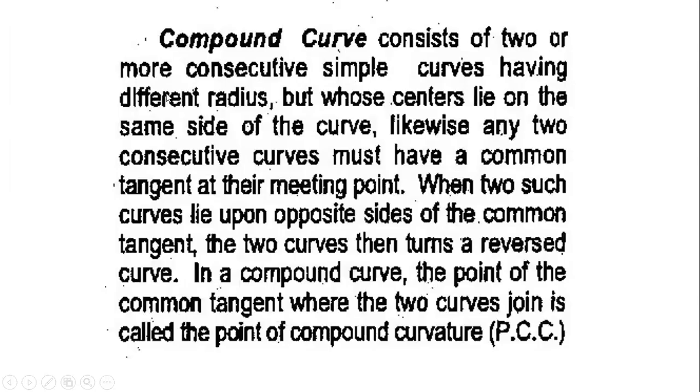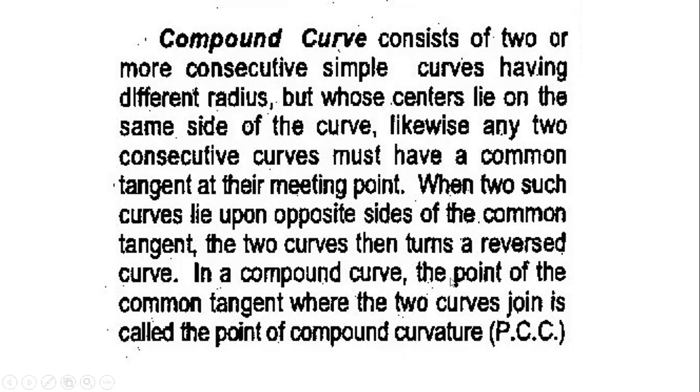Okay, so after the simple curve, so the next type of curve that we need to consider is compound curve, no? So recall yung definition, okay, ng compound curve. So this consists of two or more consecutive simple curves having different radius, but two centers lies on the same side ng curve, no? So likewise, any two consecutive curves must have a common tangent at their meeting point. So when two such curves lies on opposite sides of the common tangent, so the two curves then turns to be a reverse curve, no?